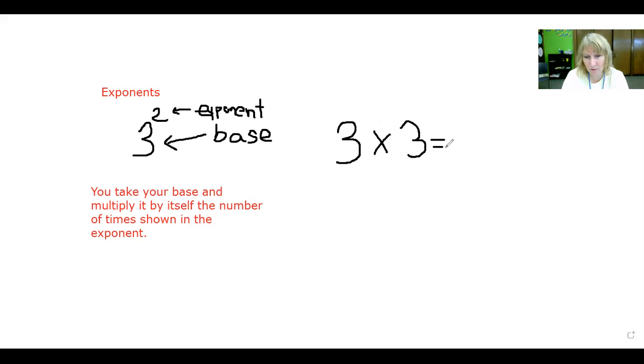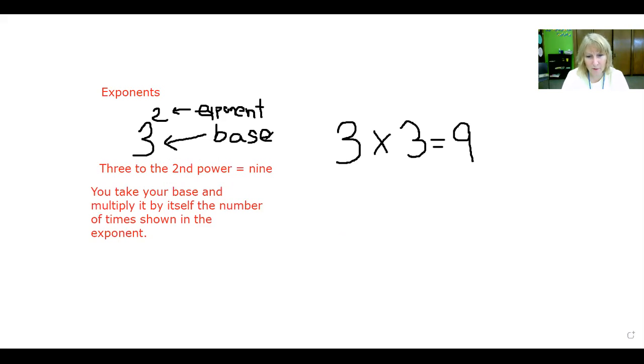So we have 3 times 3 equals 9. So 3 to the, and this is how you would say it, 3 to the second power equals 9. So this is said 3 to the second power equals 9. Okay, I can move that over here. 3 to the second power equals 9.